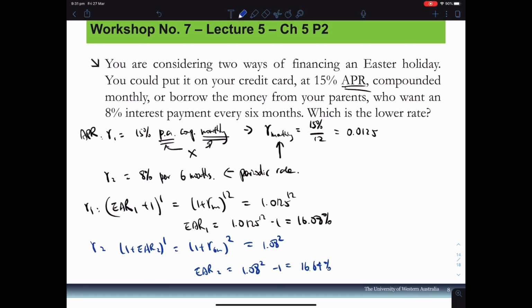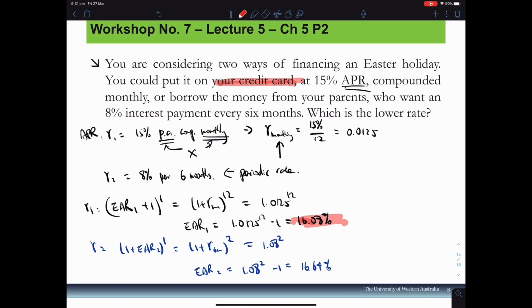And now we have to say which one is the lowest rate. It looks like the lowest rate is the smaller of the two, which is this. And that means the credit card that you are offered has a lower rate. So if your parents are involved in the finance industry, you've got to be careful, right? You've got to be careful about what kind of interest rate product they're going to offer to you.